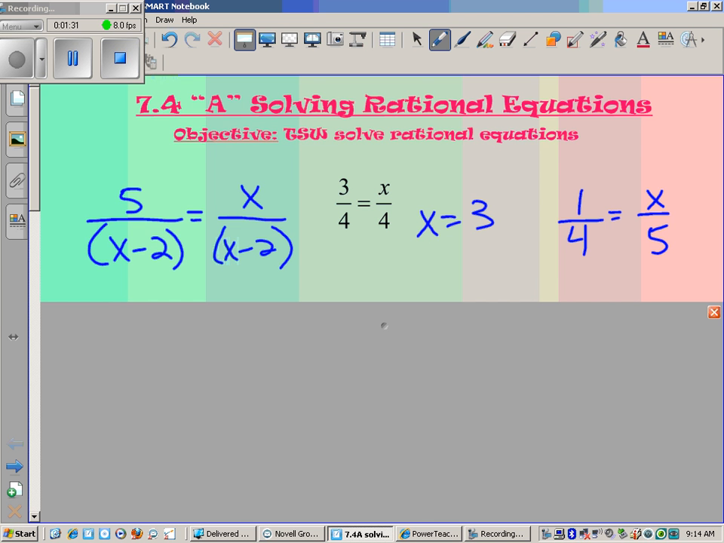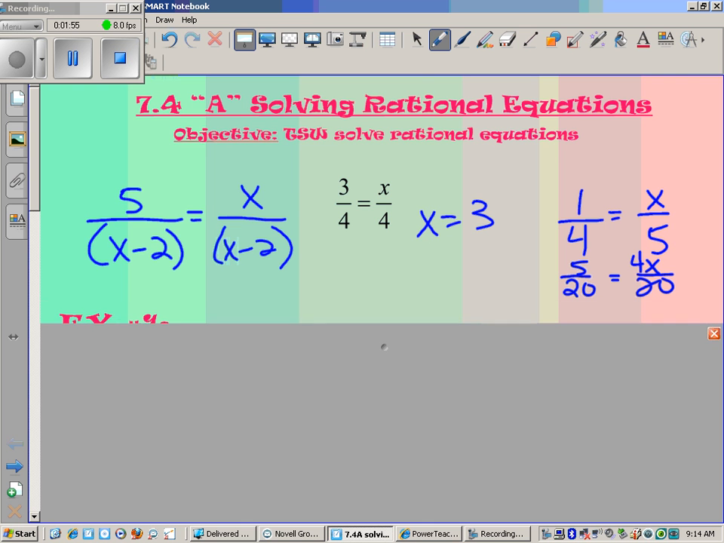So if I can get these bottoms to be the same, what would the common denominator of 4 and 5 be? If I can get this to be a 20 and this to be a 20, what do I multiply 4 by to get it to be a 20? 5. What do I multiply this 5 by to get it to be a 20? 4, so I'd have to multiply the top and the bottom. Now are my bottoms the same? Bottoms are both 20 now. So then the top should be what? The same.